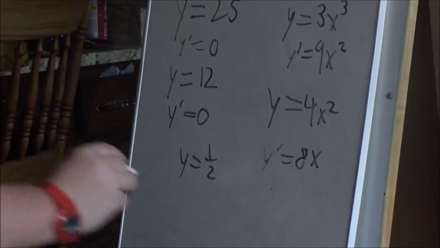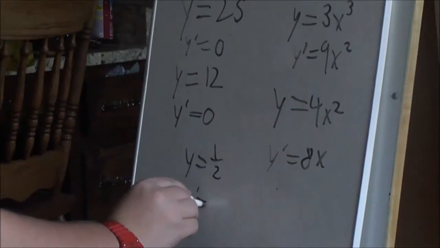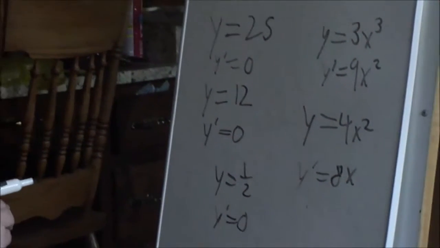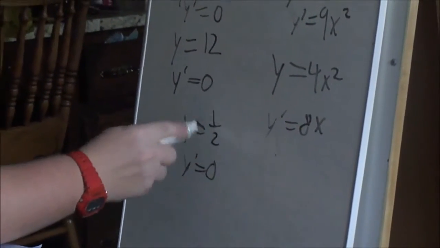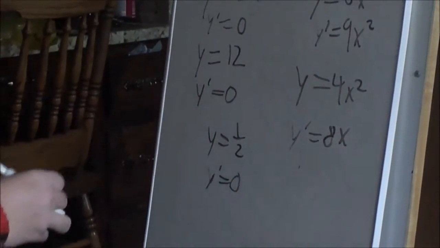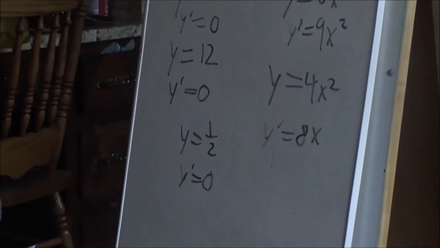Zero. And why is that? Because it doesn't have an x. It's a constant. It's a constant because it's a number. It doesn't have any variables.